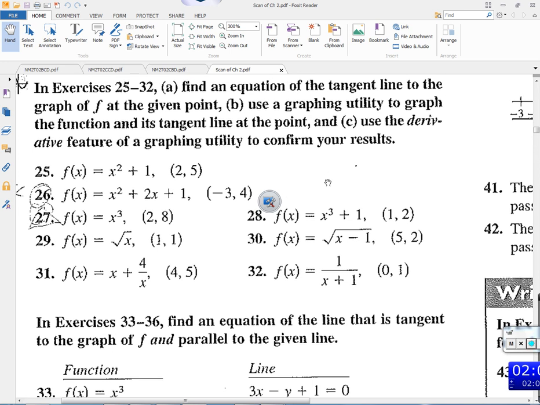Find equation, tangent line, give me graph. That's a good point. Use a graph utility to graph the function and its tangent line at the point, and use the derivative feature of the graph utility to compare.